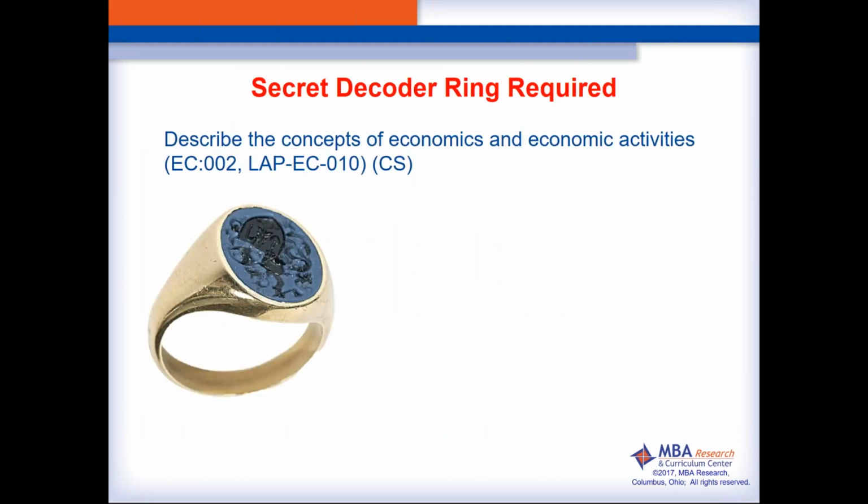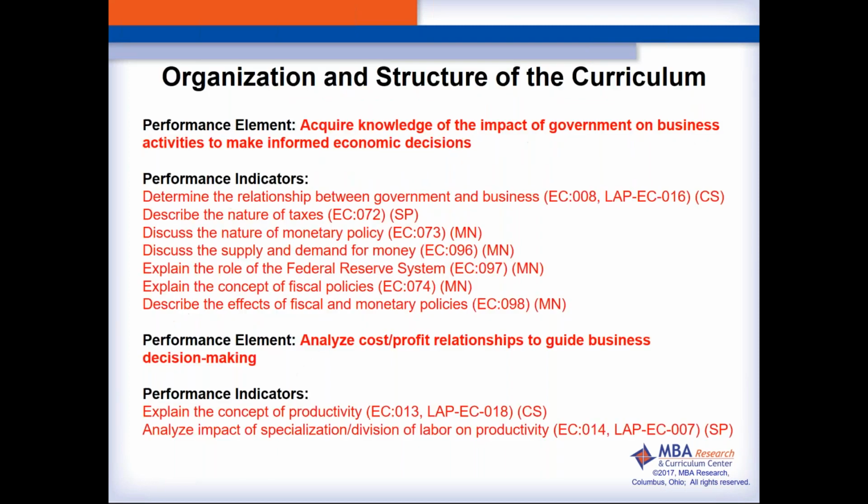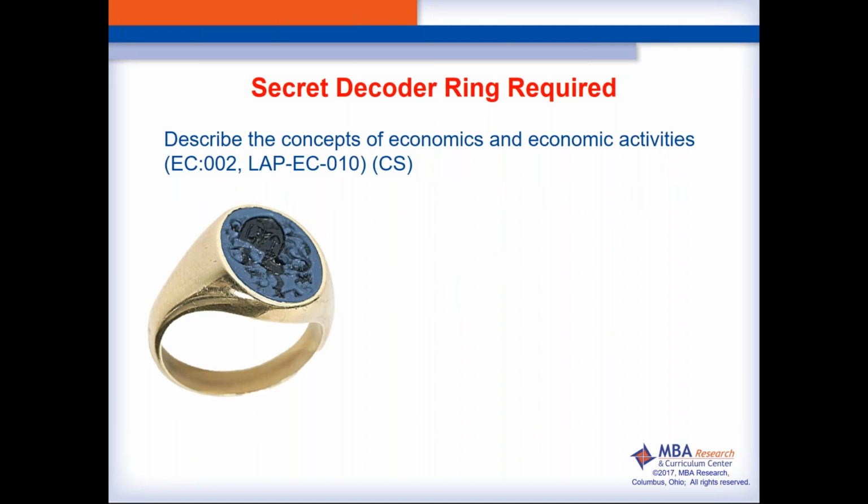For some of you, following that performance indicator that you saw on this previous page, for example, determine the relationship between government and business, you'll see some parentheses with information after it. And often teachers ask us, what the heck does that mean? So I want to explain to you what these codes are, so you understand what you're reading.